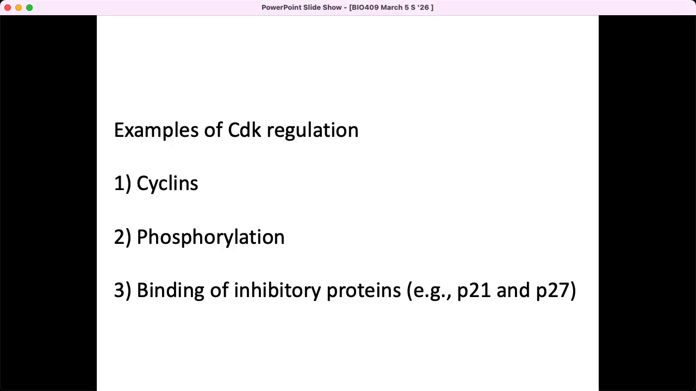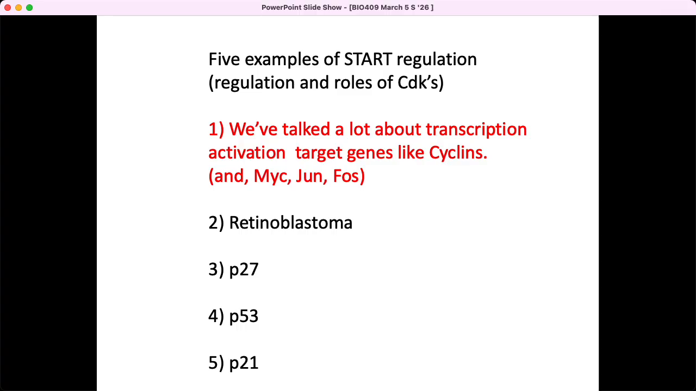We want to dive into some of those, and the way we're going to do that is to organize this. There are 5 examples of START regulation that we're going to talk about, and we've already talked a lot about transcription and things like cyclins. There would be other stories about transcription and gene expression like that. That means we have to talk about these 4. 2 of them are small inhibitory proteins. Those will be our favorite examples of small inhibitory proteins, P27 and P21. That's their name, and we'll need to know their name.